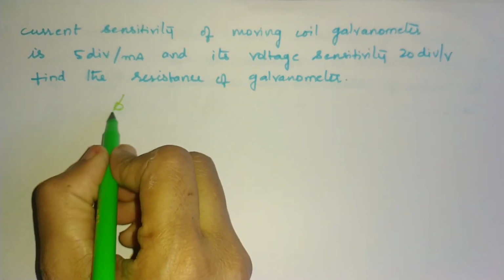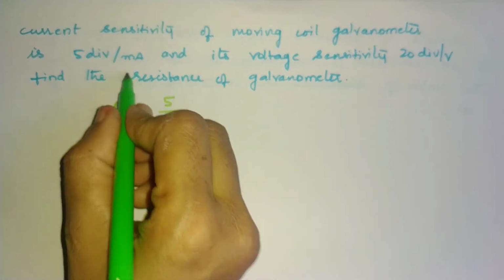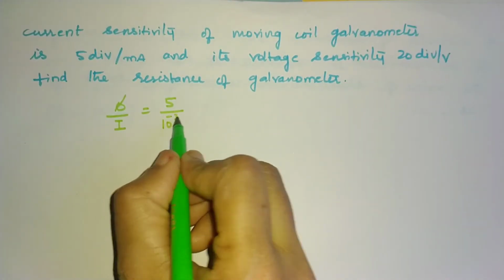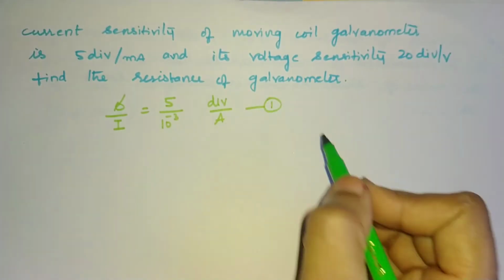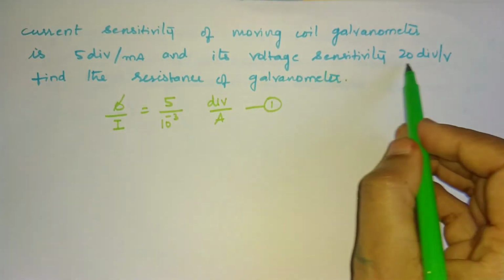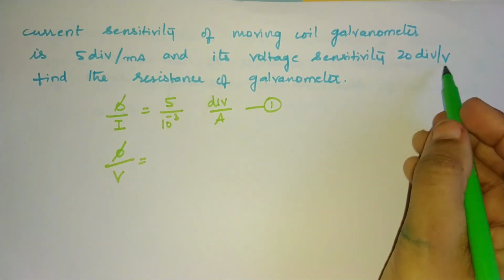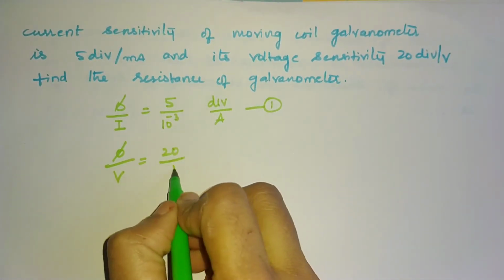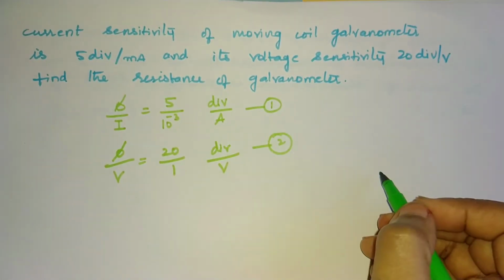This question: the current sensitivity of a moving coil galvanometer. What is current sensitivity? Deflection per unit current is 5 divisions per milliampere. That's 5 divisions per 10 to the power minus 3 ampere. Call this equation 1. And the voltage sensitivity, phi by V, is 20 divisions per volt. That is 20 divisions per 1 volt. Call this equation 2.